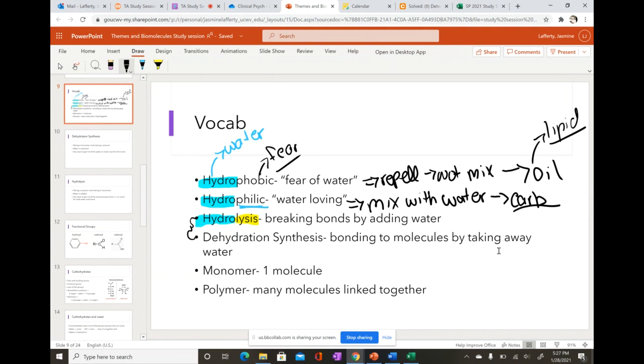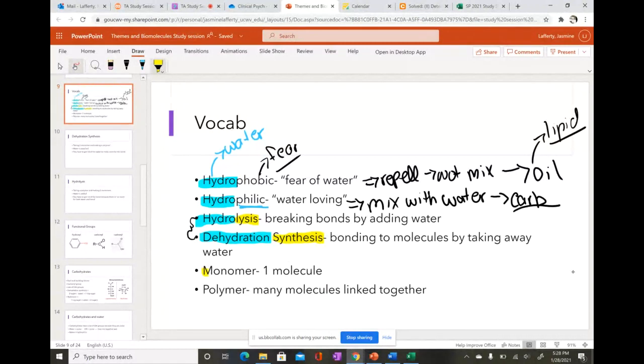Okay. And then dehydration synthesis. Dehydration, we know, means to take water away. We've all heard of dehydrated if you don't drink enough water. And synthesis, I know we've all heard of this, is to make. So this is literally taking away water to make something. And I have slides dedicated to this, so we'll go over it.